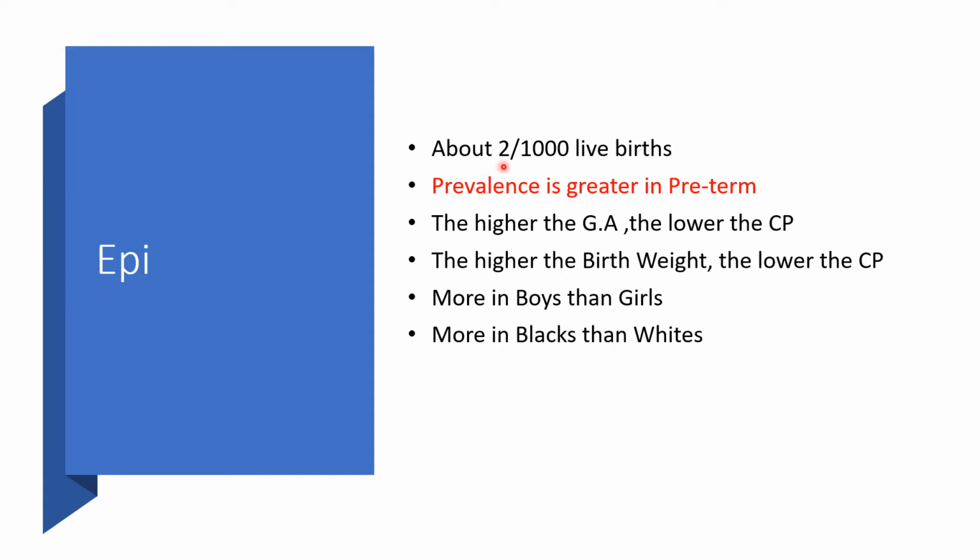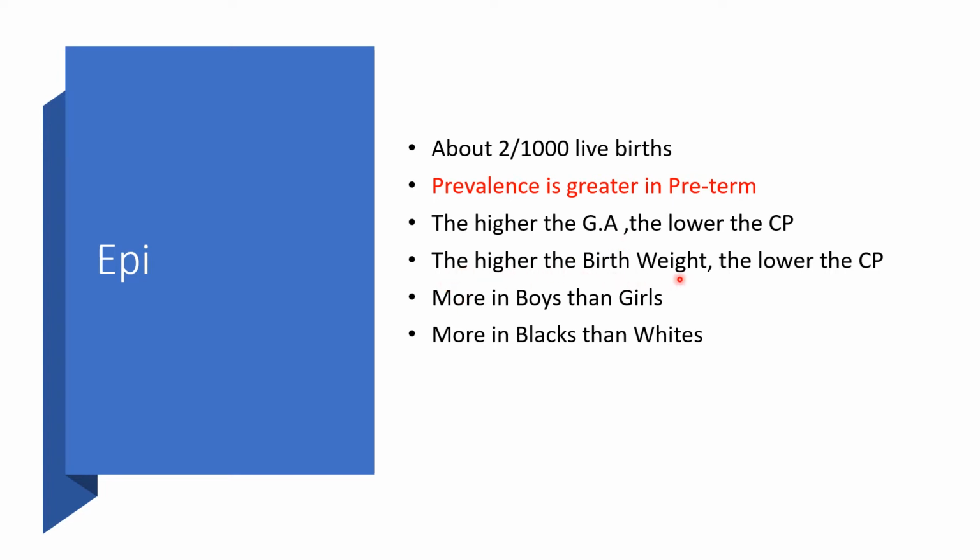Epidemiologically, about 2 in 1,000 live births will come down with cerebral palsy. The prevalence is greater in preterm babies. The higher the gestational age, the lower the chances of having cerebral palsy. So, cerebral palsy is inversely proportional to the gestational age. When the woman can carry the pregnancy to term, the chances of having cerebral palsy will drop.